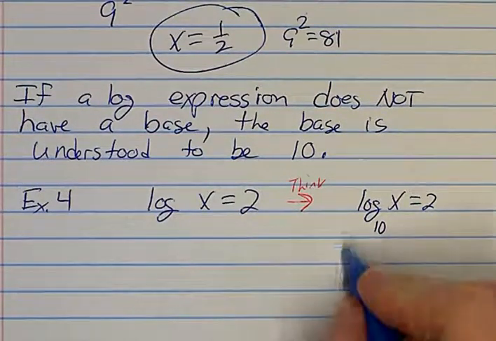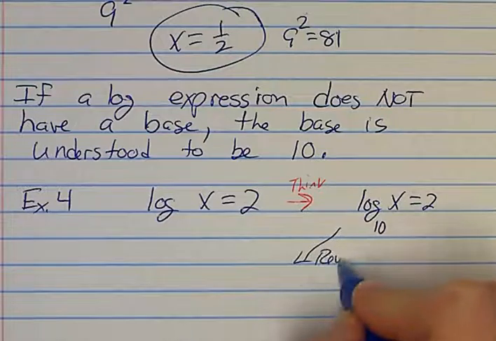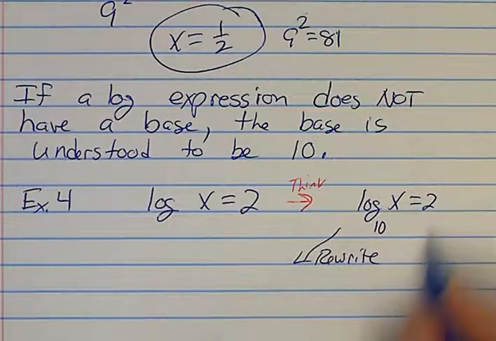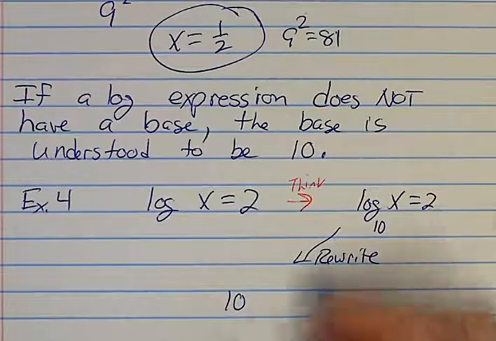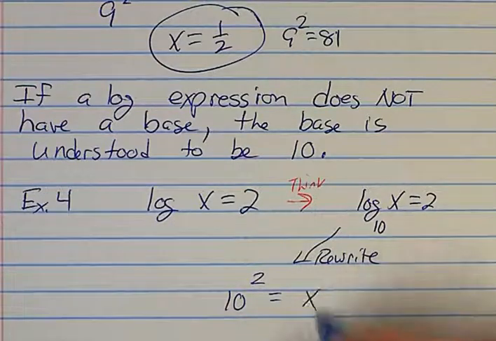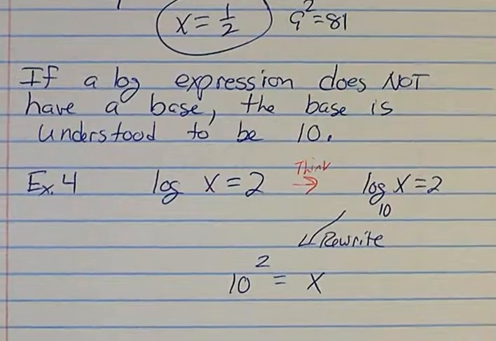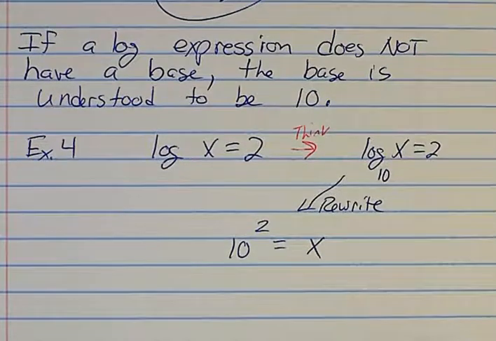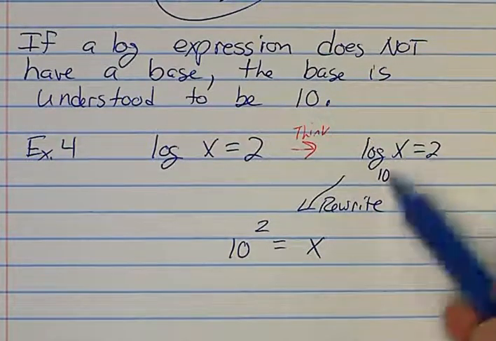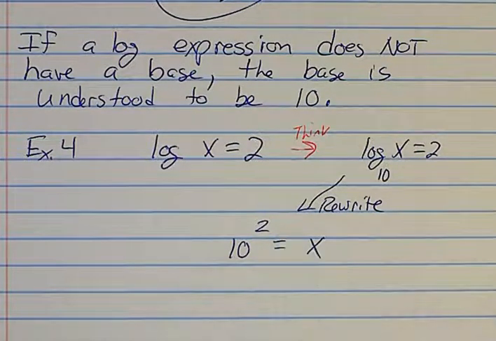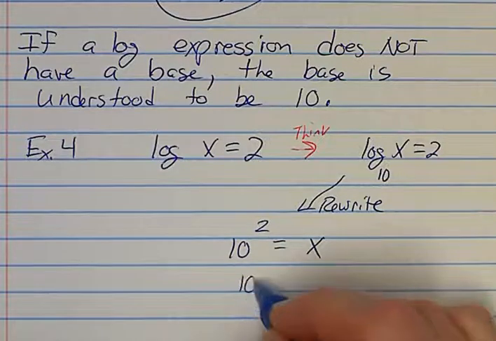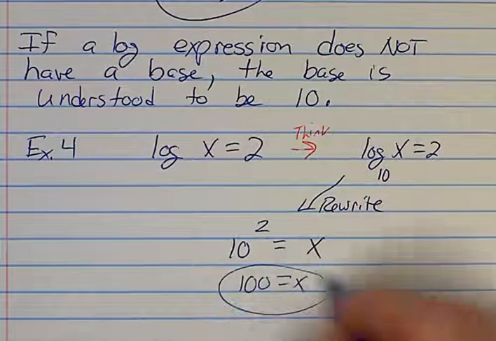Once you've got it here, now you can go back and rewrite it. Use 10 for your base, 2 becomes your exponent, and then your x goes there. This is actually the easiest problem we've done so far when you rewrite it, because once you put the base 10 in, it's 10 squared. Well, 10 times 10 is 100. There you go.